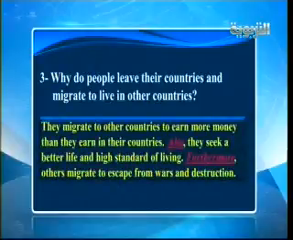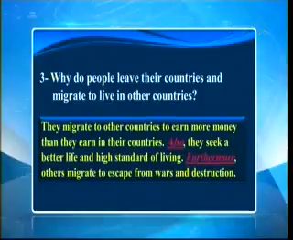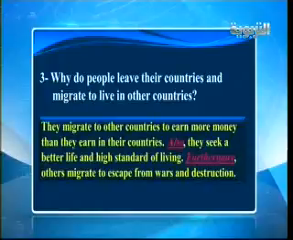They migrate to other countries to earn more money than they earn in their countries. Also, they seek a better life and a high standard of living. Furthermore, others migrate to escape from wars and destruction. Notice that I'm using here also and furthermore.